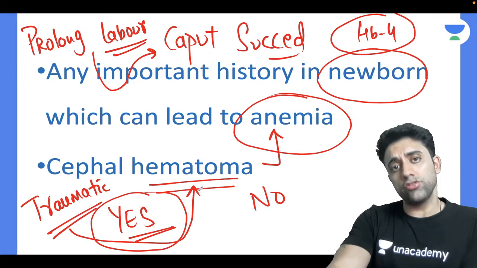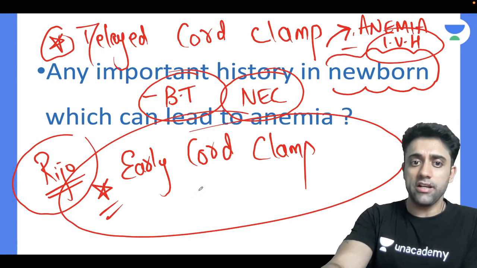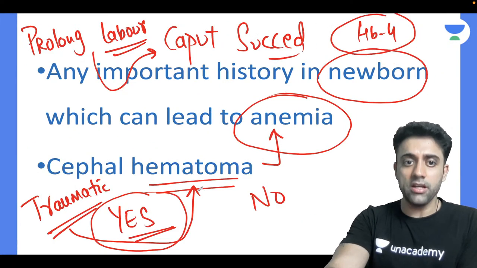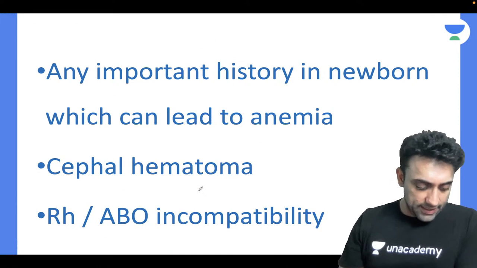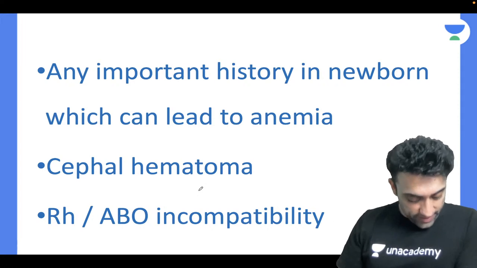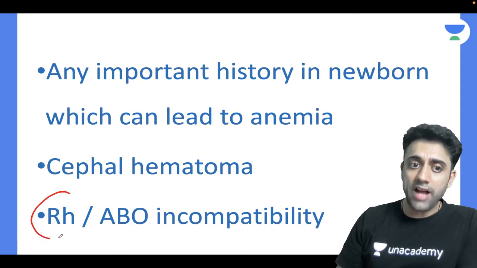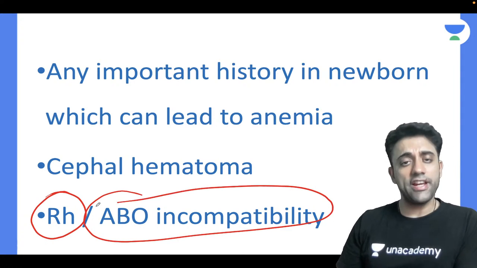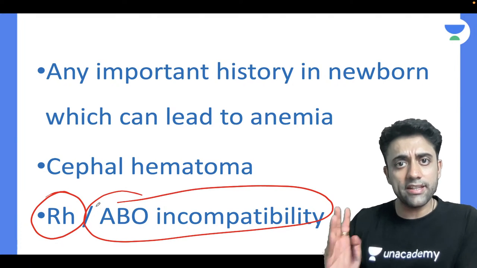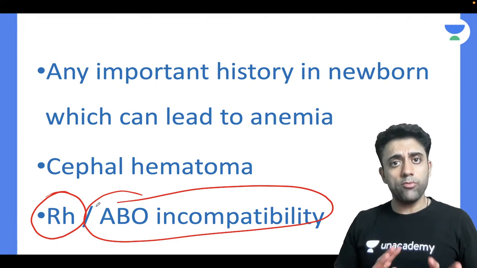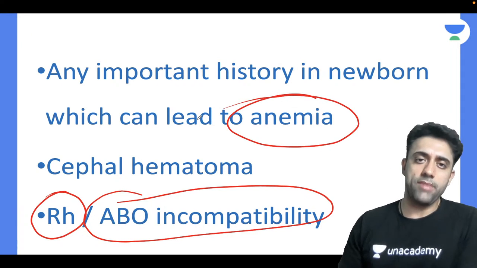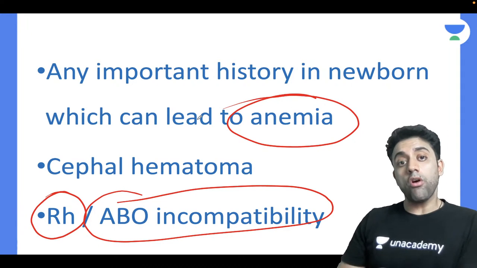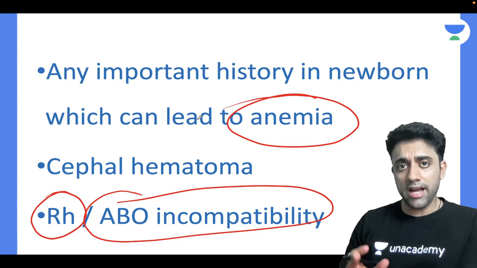The differential diagnosis of a newborn having anemia: number one, early cord clamping; number two, cephal hematoma; number three, yes, exactly. Any other causes? Yes, beautiful. Very good, Shubhangi, so right. Have you heard of Rh incompatibility? Have you heard of ABO incompatibility? Yes or no? Are you understanding? The more and more hemolysis, the more and more hemoglobin breakdown, the more and more the baby can get anemia, right?